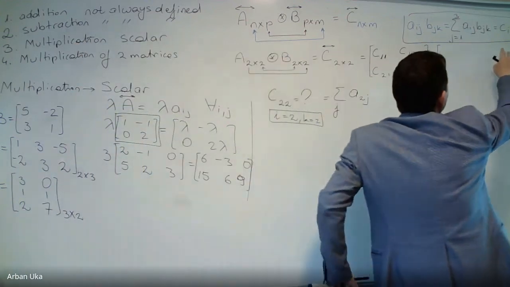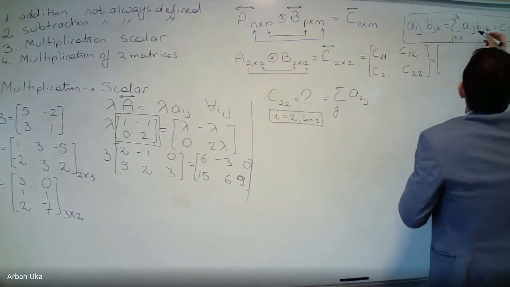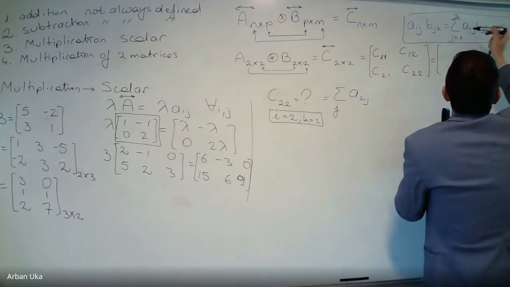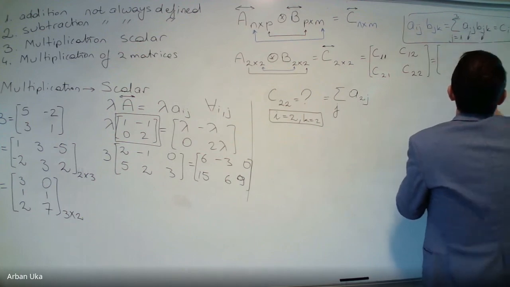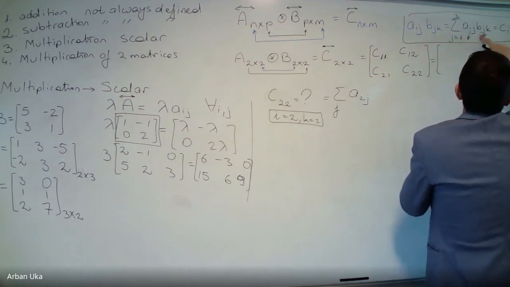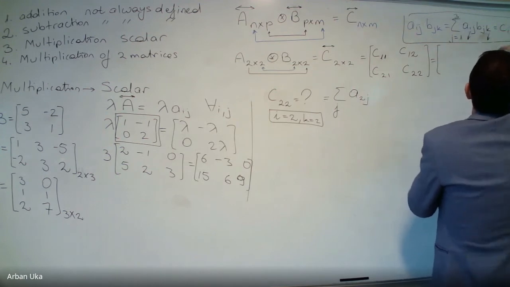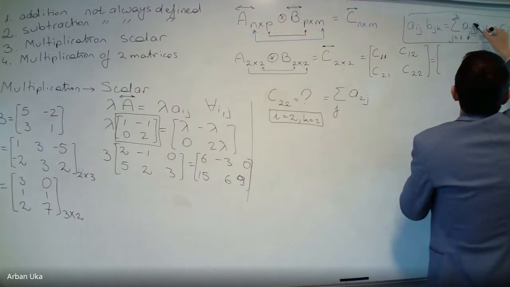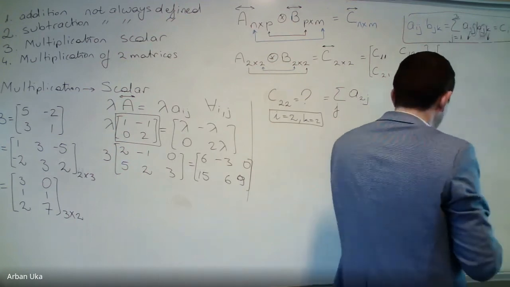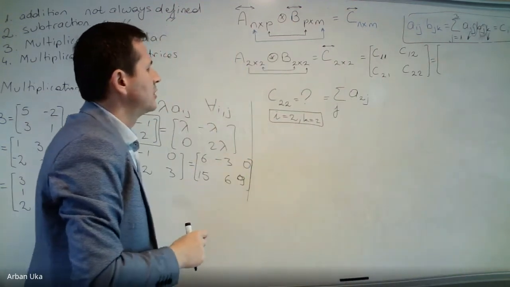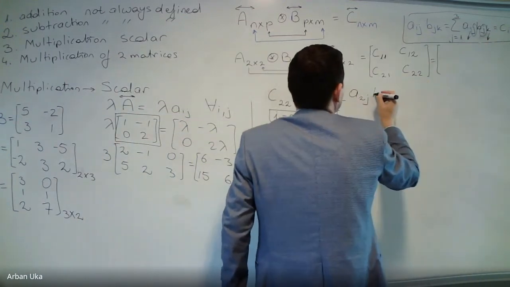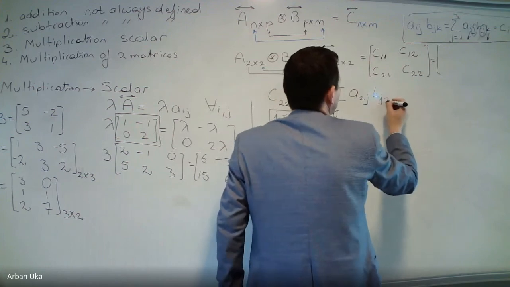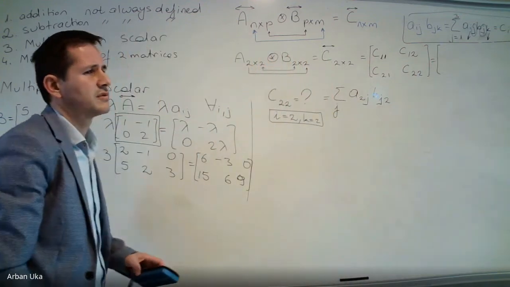So the fixed variables are I and k, and j is the one that changes. So here we have A2j times Bj what? 2, because k is 2. So we just substitute the values for I and k.